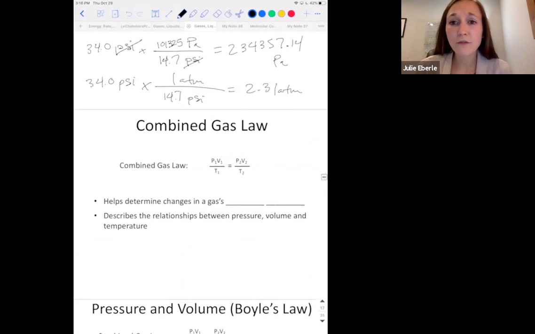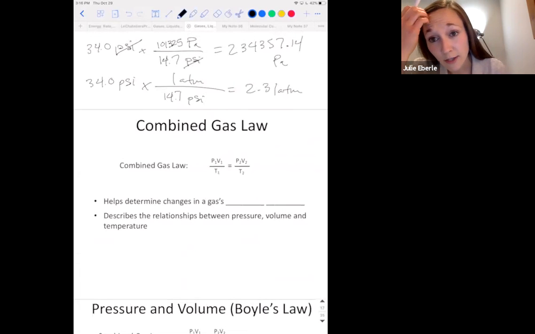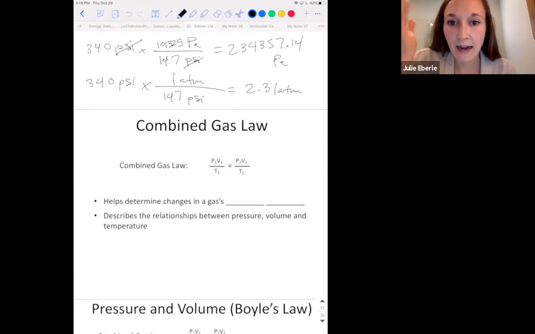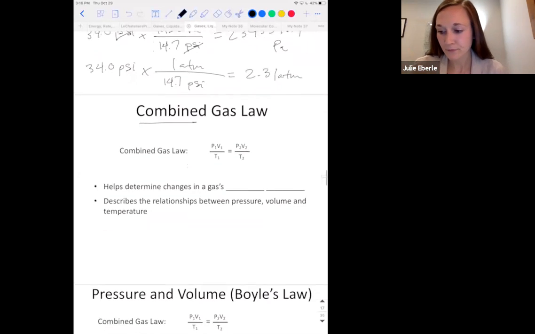So the first one I wanted to introduce is called the combined gas law. And this just shows us exactly how pressure, volume, and temperature are related. This is actually, just like the name says, the combination of three simple gas laws: Boyle's law, Charles' law, and Gay-Lussac's law. You may have heard of those before. So we're going to review those and see how they all come together.